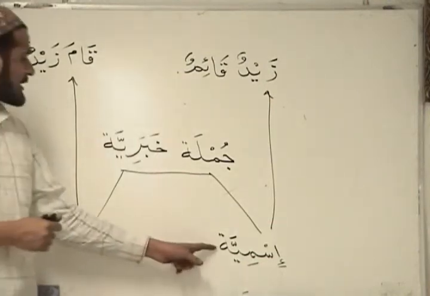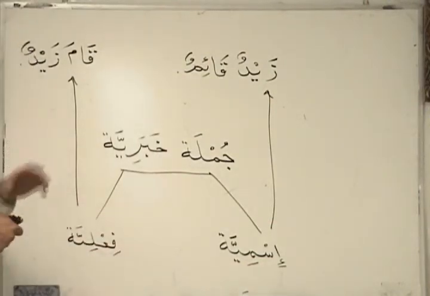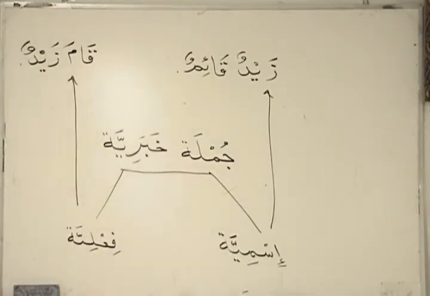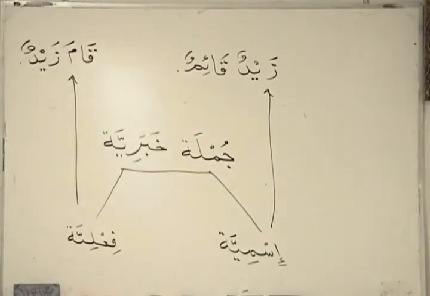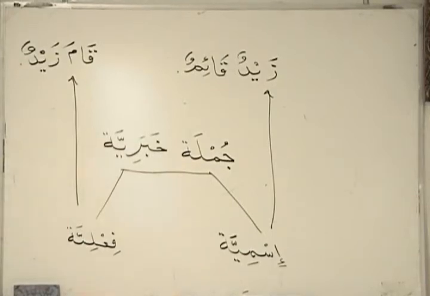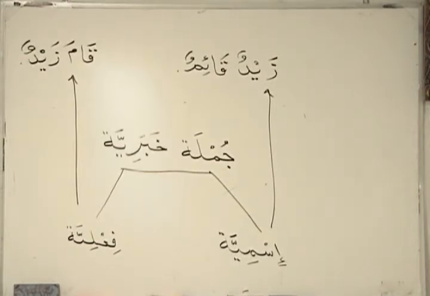Which one? Is it ismiyya or fi'liyya? Fi'liyya. Because the first part is a fi'l. The first part that we begin with is a fi'l. It's a verb, right? Qama, stood. Zayd. Who stood? Zayd. So then a jumla khabariyya is either ismiyya or fi'liyya. Questions so far?